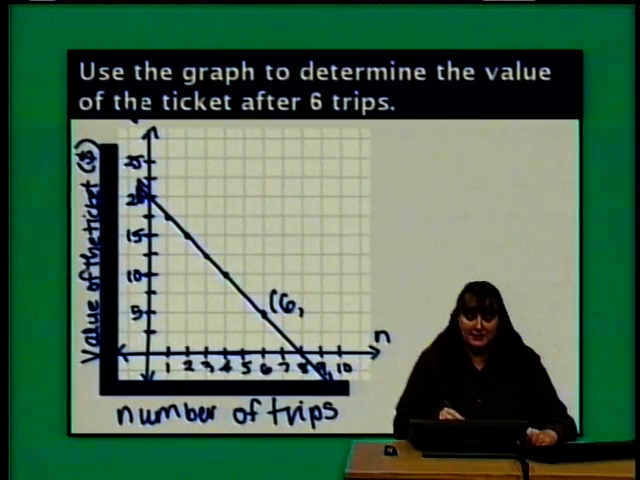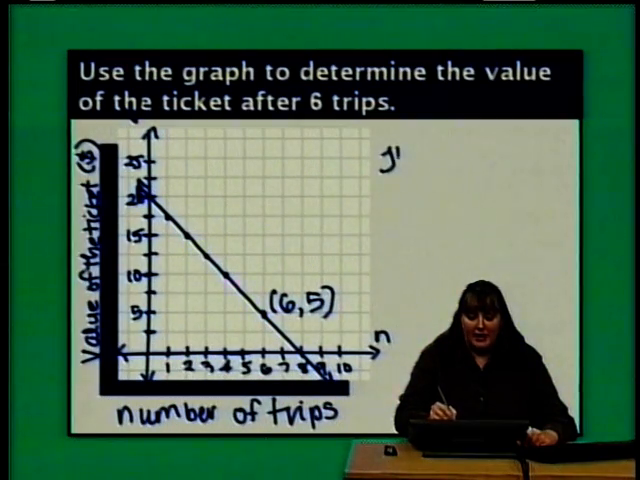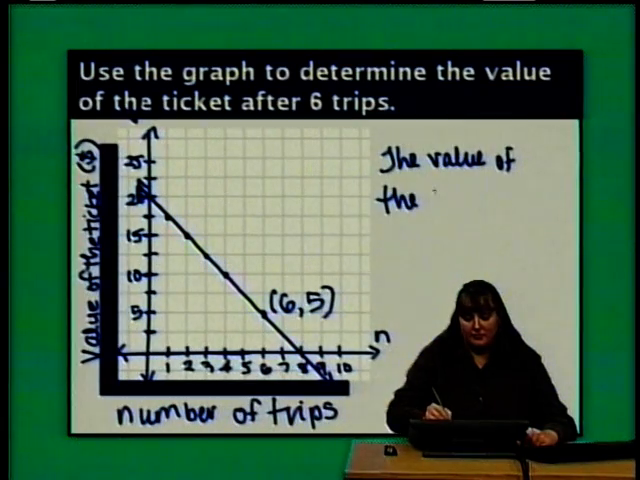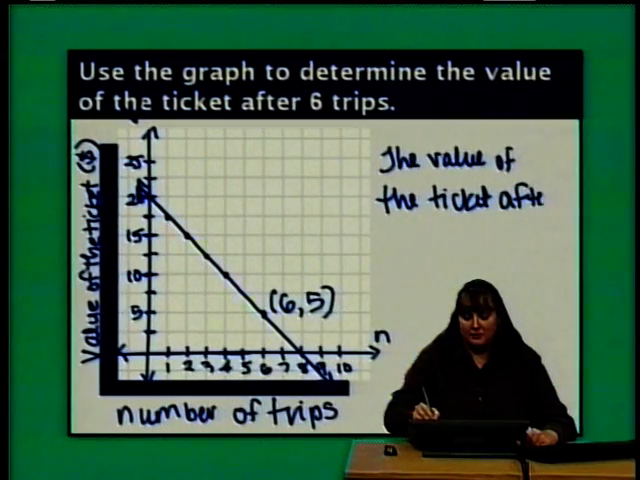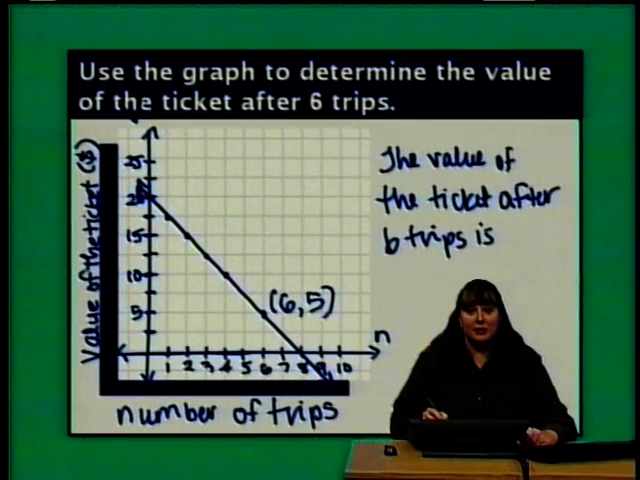The first coordinate is 6. The second coordinate, I need to look over to the vertical axis. So if I move directly left from this point, that would put me at 5 on the vertical axis. So I have the ordered pair 6, 5. So what does this tell me? The value of the ticket after 6 trips is $5, the value that we read off the vertical axis.